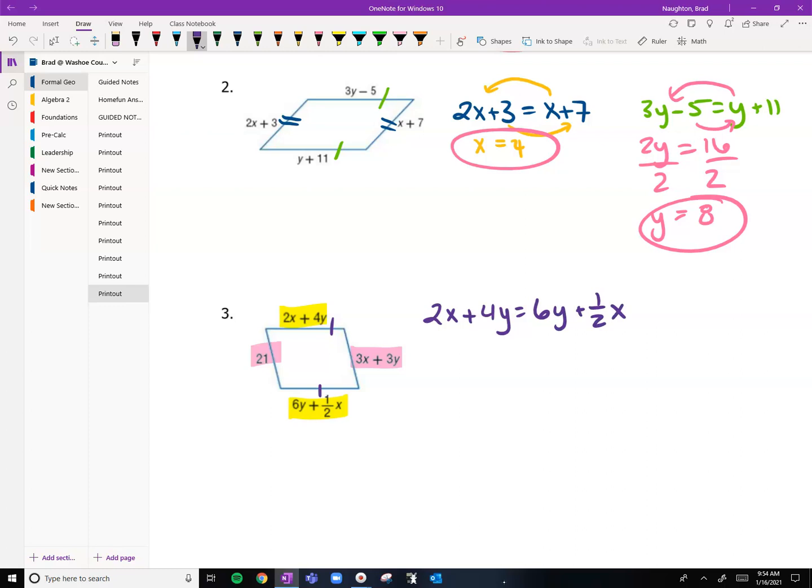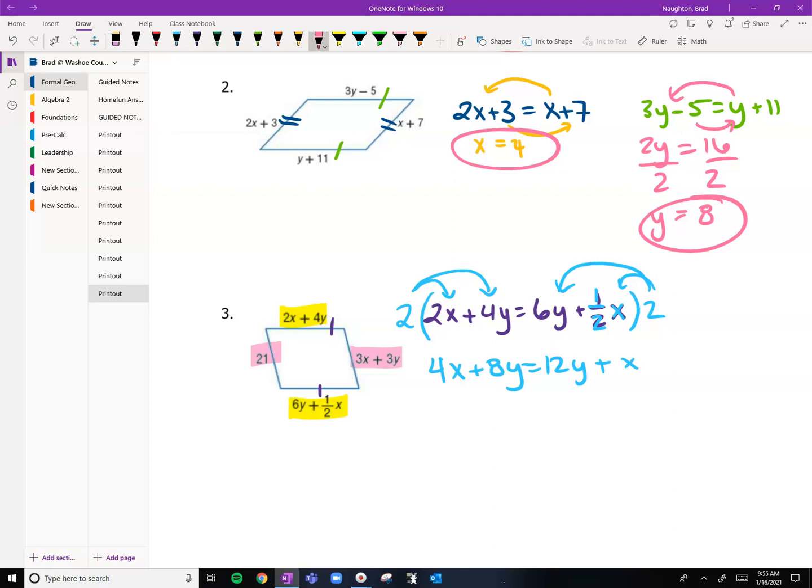All right, so what I'm going to go ahead and do is solve for one of these variables so then I can plug it into the other one. And it doesn't matter which one you do, but it does help getting some of your variables the same. So what I'm going to do is, because I have a 1/2 x, I'm going to multiply every single thing by 2. So to the half, to the 6, to the 2, and to the 4. So we get 4x plus 8y is equal to 12y plus x, because just half of that's going to be x.